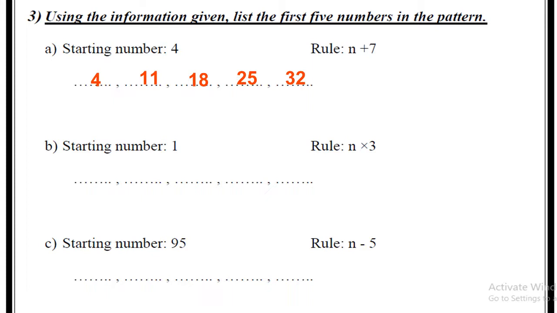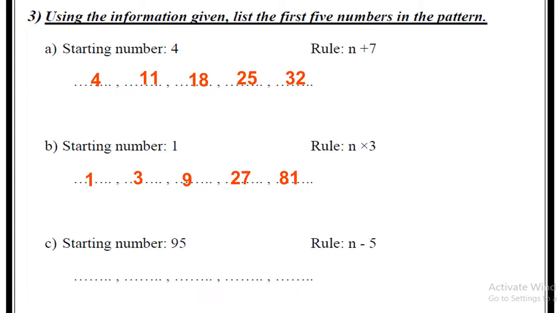Let's see in letter B. We have starting number 1, and the rule is n times 3. So the first number will be 1. Rule n times 3, so 1 times 3 equals 3. And 3 times 3 will be 9. 9 times 3 is 27. 27 times 3 will be 81.